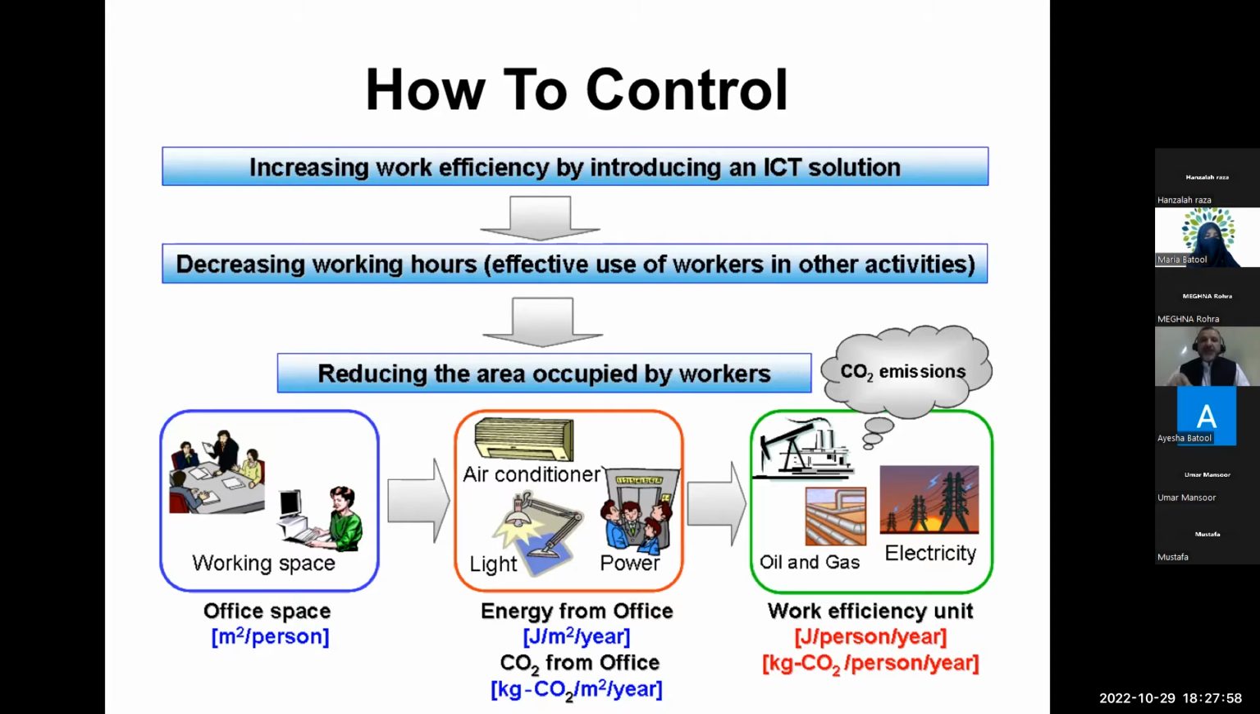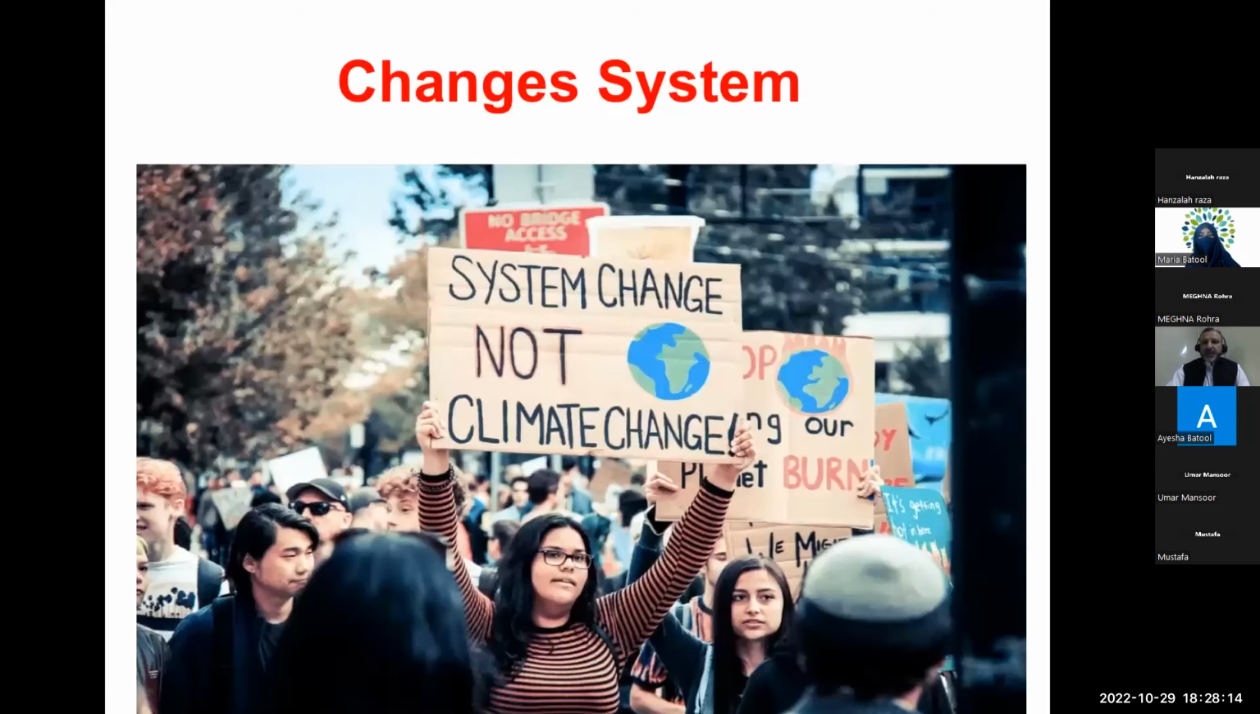Another important thing is that most of our markets and businesses are open at night instead of day. They start their day almost at 12 p.m. instead of 7 a.m., so that also contributes a lot. Another thing is the work efficiency unit, that is, how efficiently they are working and how much they are contributing to society. So here my point is that we should change the system, not the climate.